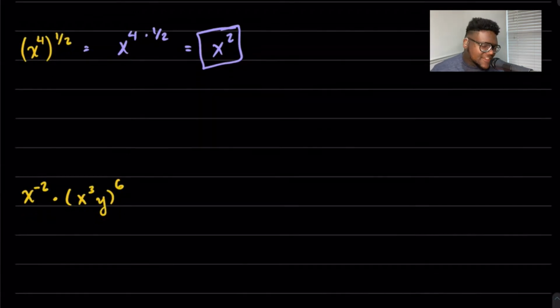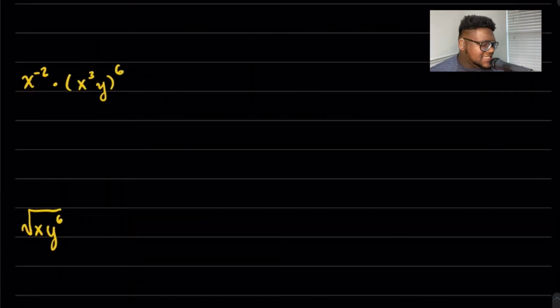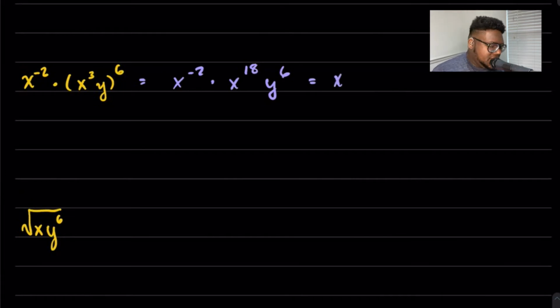All right, guys, the last few problems that we're going to do, we've got x to the negative 1/2 times x cubed, y to the 6th. So this is kind of mixed methods. First thing we're going to do, I'm going to think of this as x to the negative 2 times, and we got x to the 18th, y to the 6th. Negative 2 plus 18, because remember we're multiplying here. Multiplying bases, so you add the exponents. So this would be x to the 16th, y to the 6th.